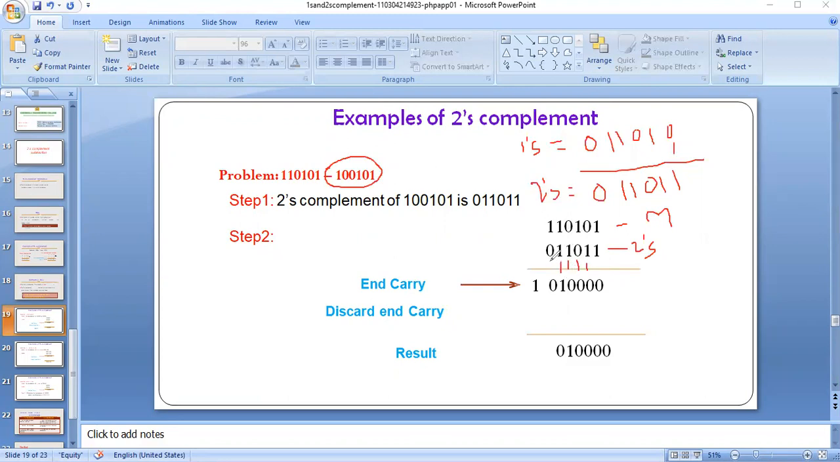Here we have 3 ones, means 1 is the carry and 1 is the sum. After that we have to add these two ones. 1 1 means 1 is the carry, 0 is the sum. Here you may observe we have an end carry in the result. So in the 2's complement procedure, we have to ignore that end carry and the remaining will be the answer.